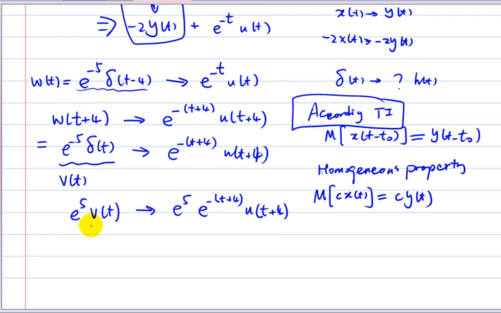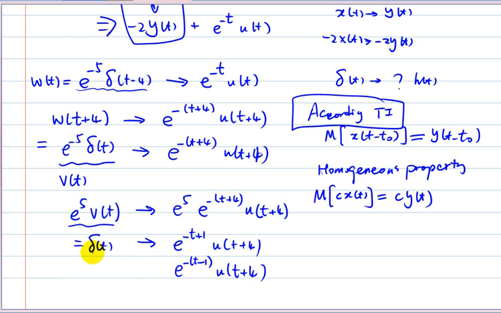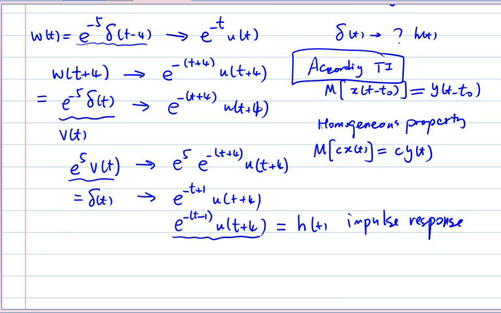What is e to the power of 5 multiplied by this? That's basically equal to delta t. So delta t produced this. With a little simplification, e to the power of negative t plus 1 of this, and basically it's the same as my answer there. So delta t produced this, which means this is your impulse response. So that's the conclusion here.